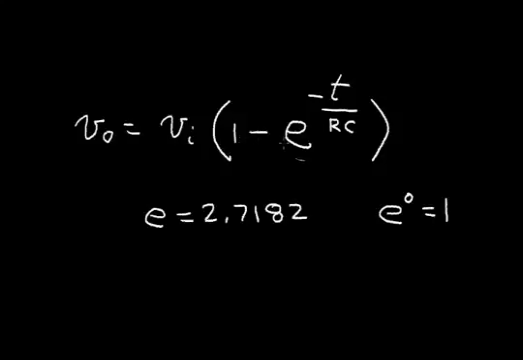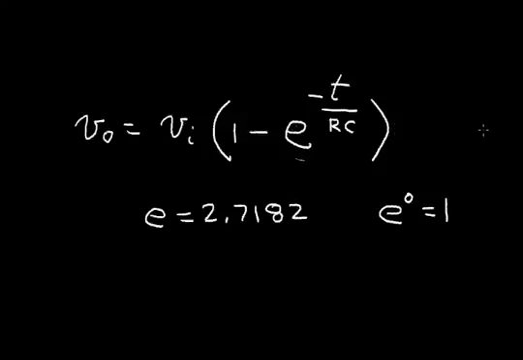As the time becomes very, very long, this E term becomes 0. It approaches 0, and so the output voltage in that case approaches VI. So that seems to work. So if we look at T0 and T very long, this equation seems to work.